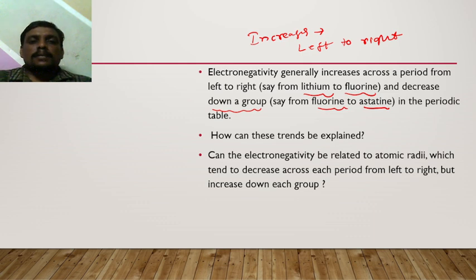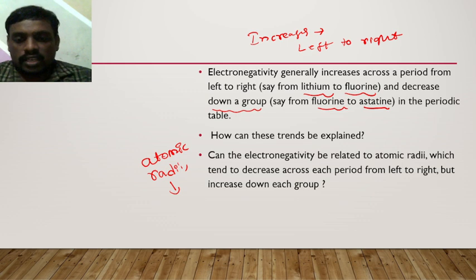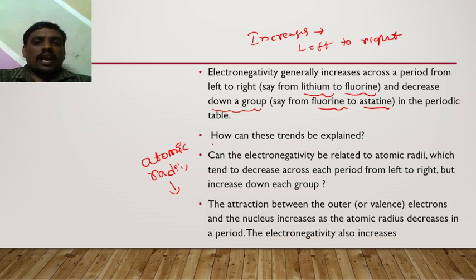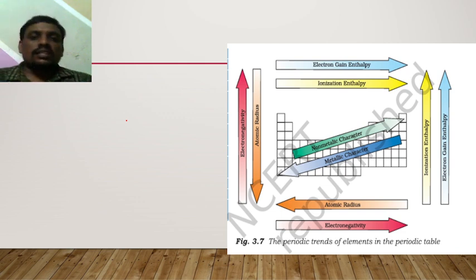These trends can be explained by electronegativity being related to atomic radius. It is closely related to atomic radii, which tend to decrease across each period from left to right, but increase down each group. But why? Attraction between outer or valence electrons and the nucleus increases as the atomic radius decreases in a period. Electronegativity also increases across in this manner.